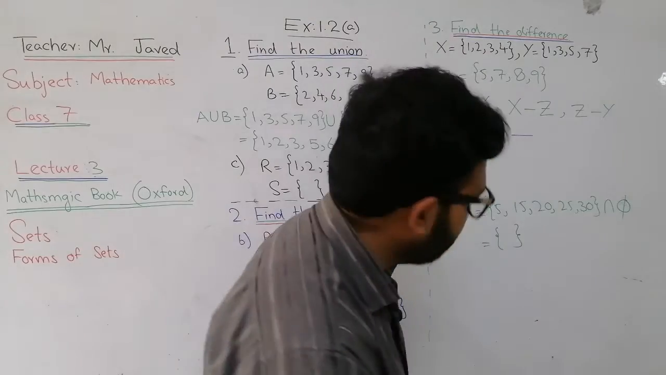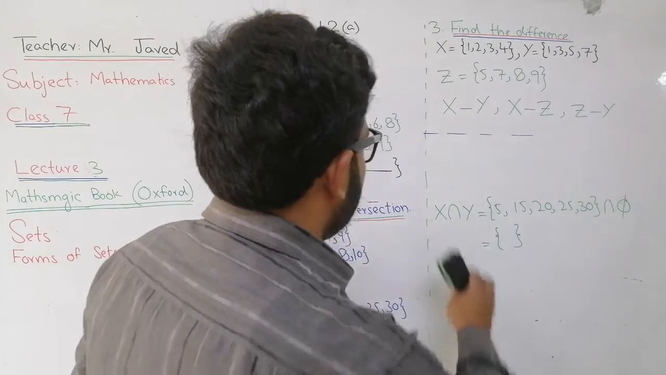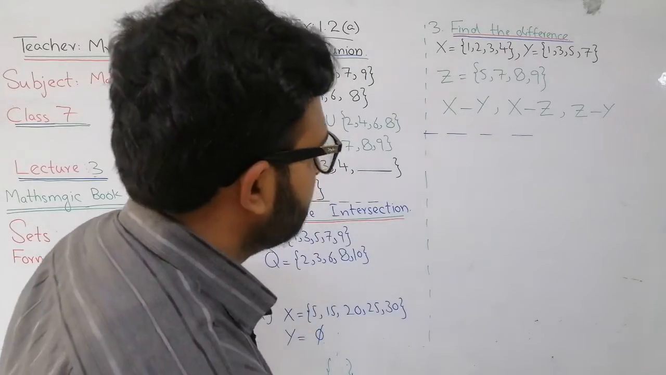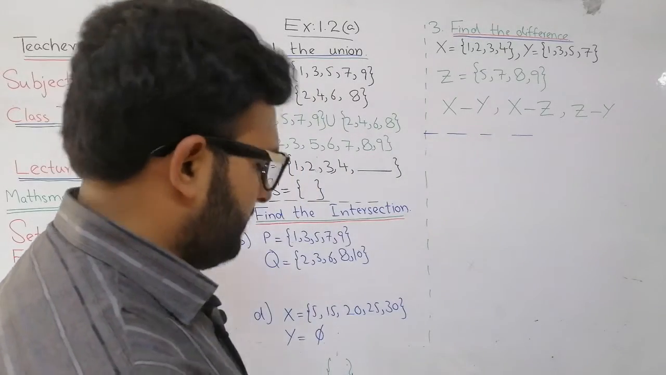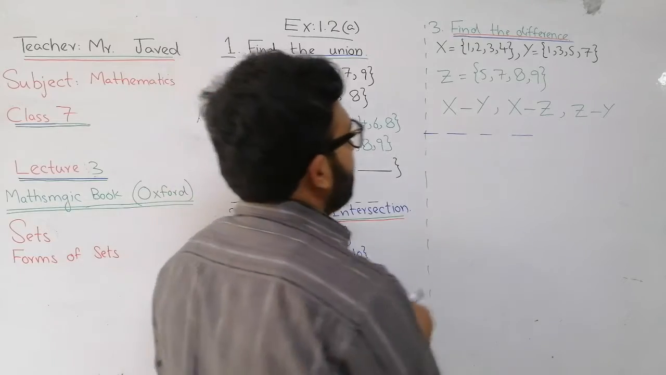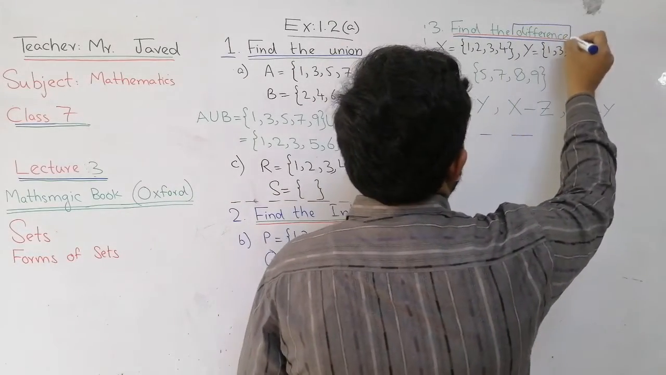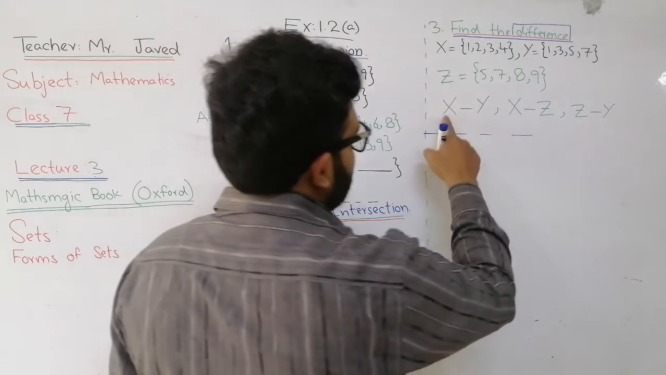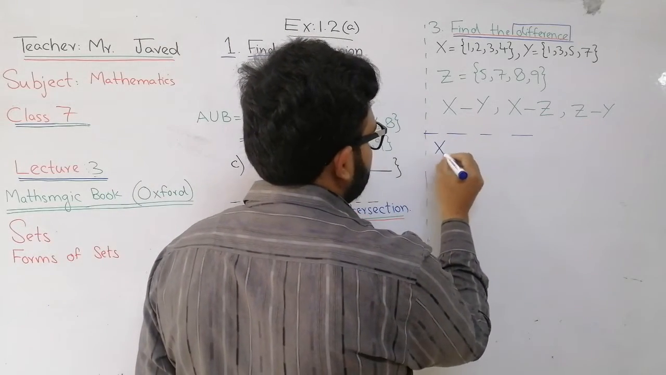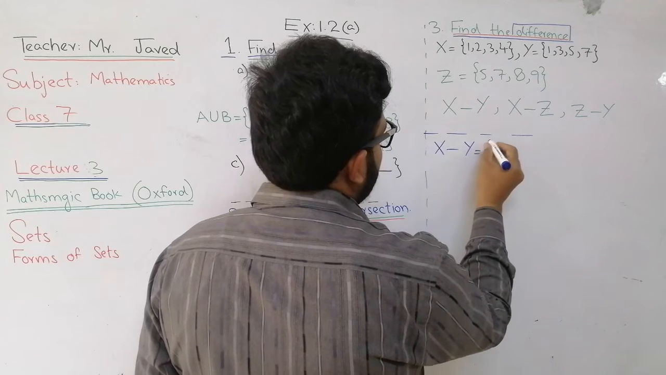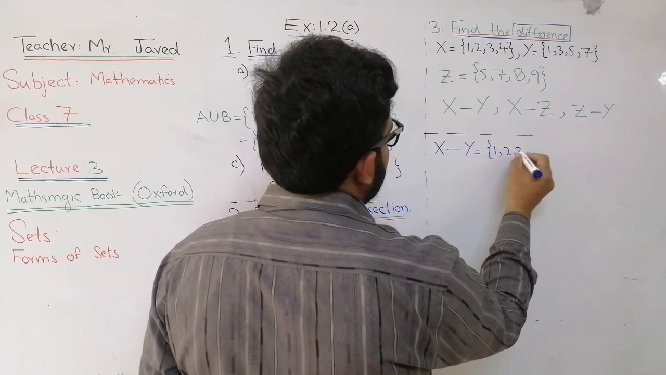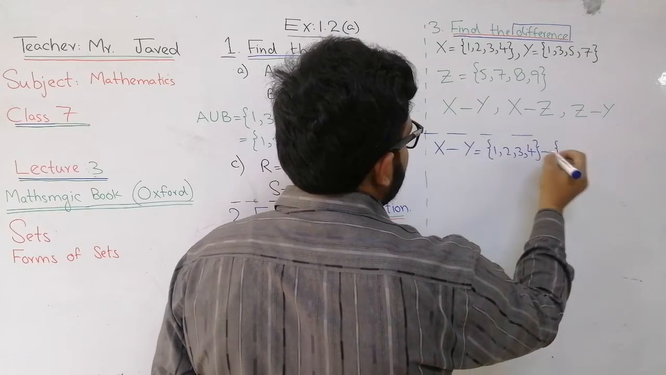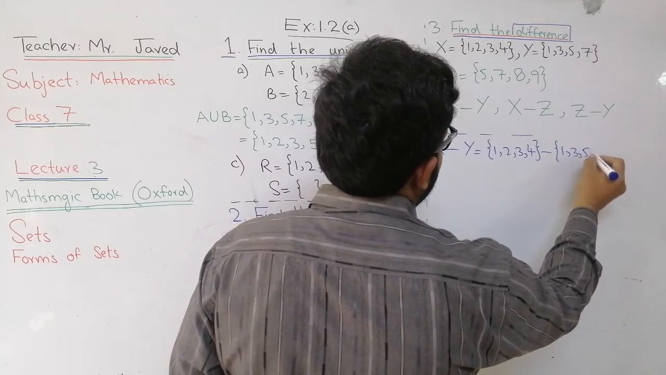Okay, next is difference. We are going to find the difference of two sets. Difference is not so difficult. This is an English word. It means the things that are not equal, we can make them differ. So the first is X minus Y. X is 1, 2, 3, 4. Minus Y, which is 1, 3, 5, 7.